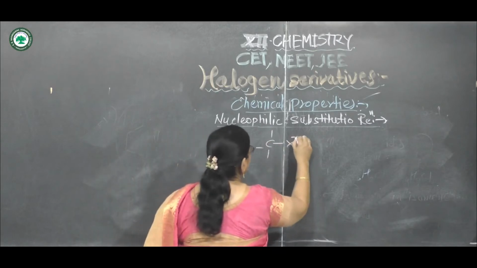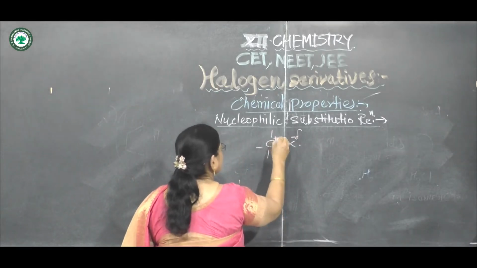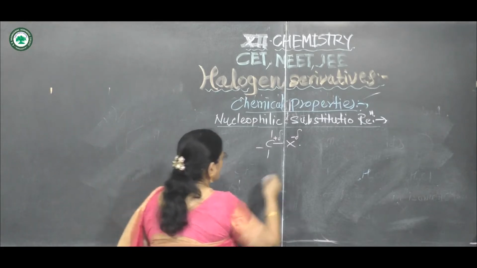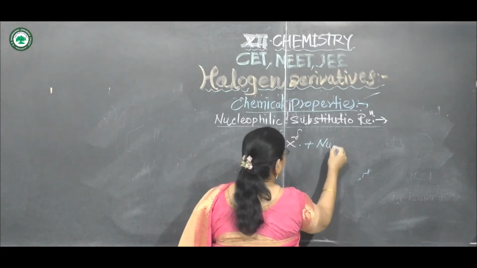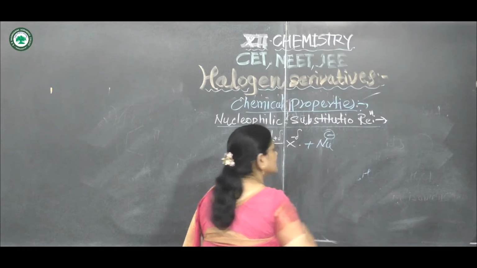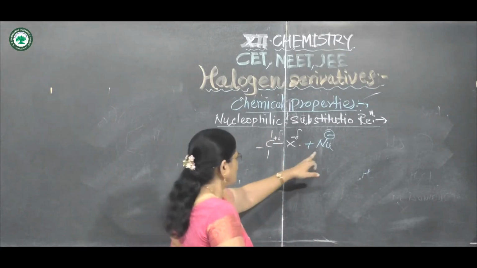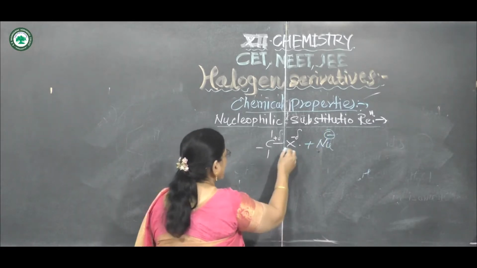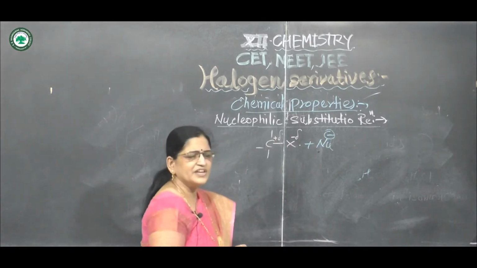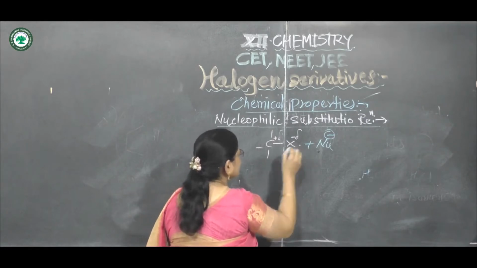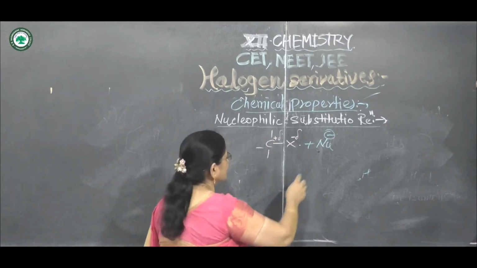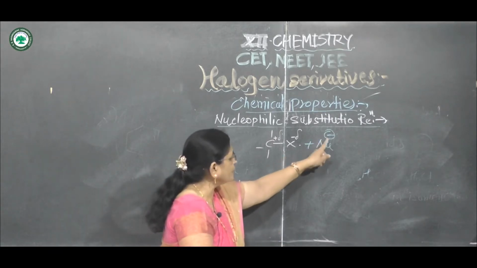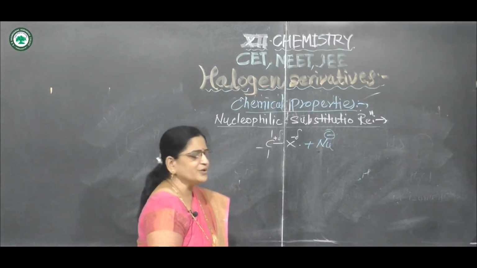on this halogen there is a partial negative charge, and on this carbon there is a partial positive charge. Then suppose it reacts with a nucleophile. Nucleophile means having which charge? Negative charge. On this nucleophile there is a negative charge, and on this halogen there is a partial negative charge, and on the nucleophile there are lone pairs of electrons, that is the negative charge.